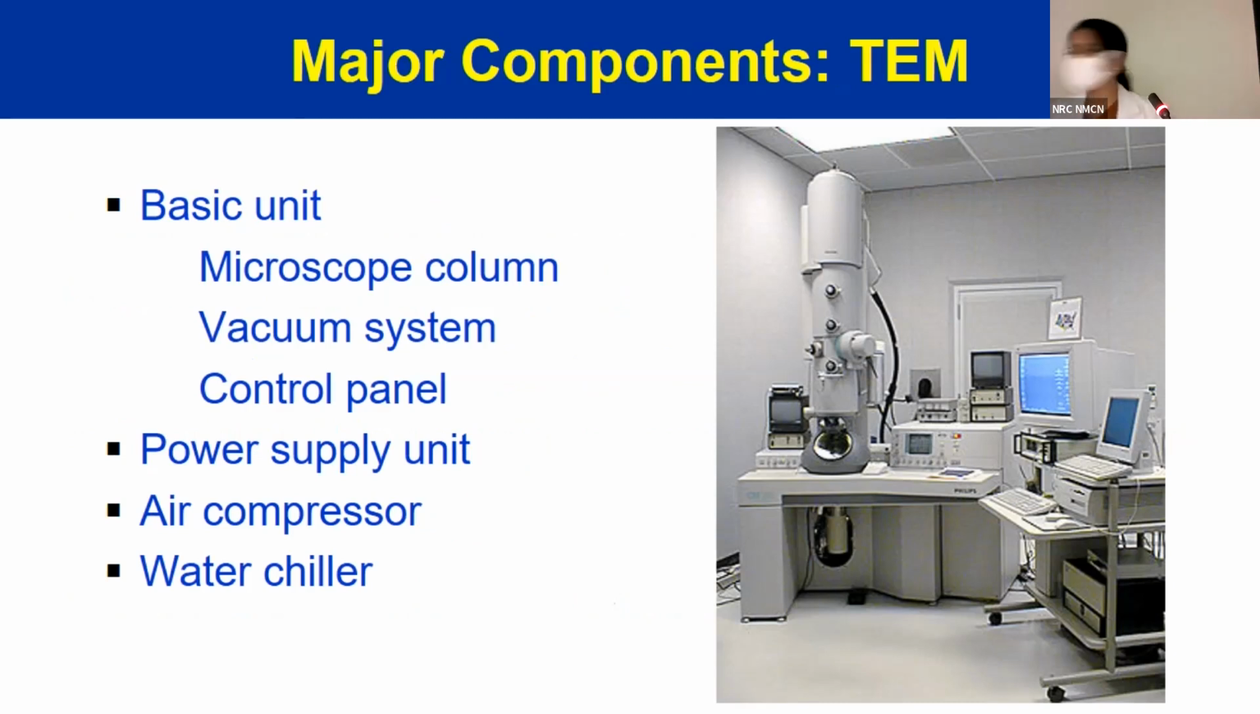So when we look at the transmission electron microscope, these are the components. This is a microscope column. Surrounding it you have a large vacuum system, which is made up of different pressure pumps, which maintain the vacuum. And then you have the control panel. There is a power supply unit, which is separate. This is at the back, you have the power supply. An air compressor is also needed and a water chiller is also needed, because electromagnetic lenses become very heated up, right? And so they have to be cooled. So that is why a transmission electron microscope is a big instrument which requires a large amount of material to make it functional.